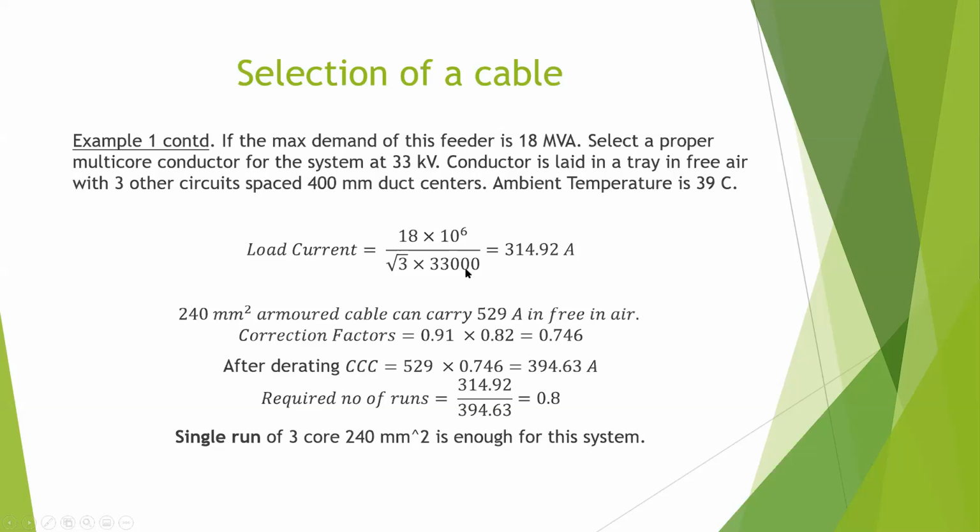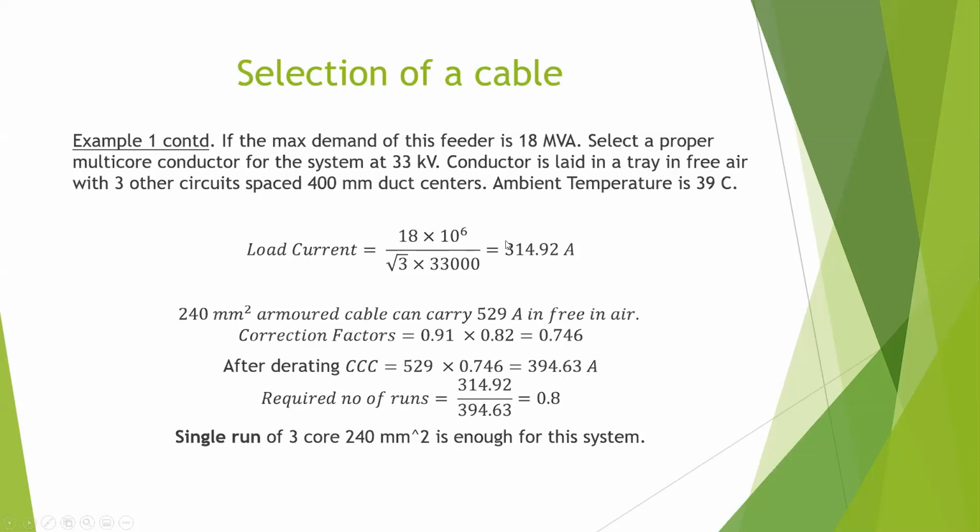So now, when it is enough, we know we only need one run of this cable. So the required number of runs is 0.8. So we can have one run of 240 millimeter square cable for this system. So that's how we are going to select how many runs we are going to need.